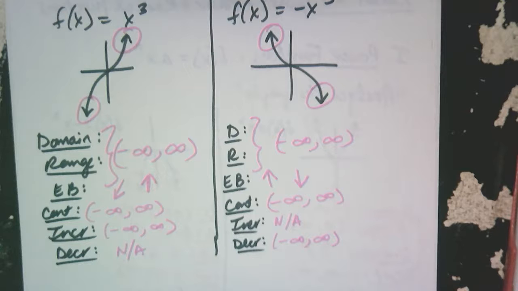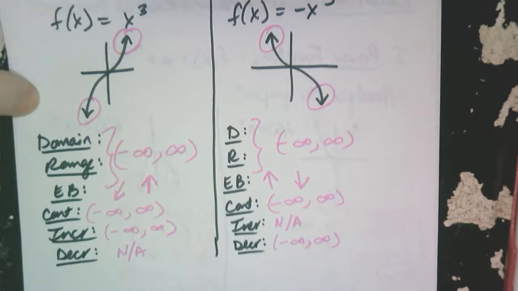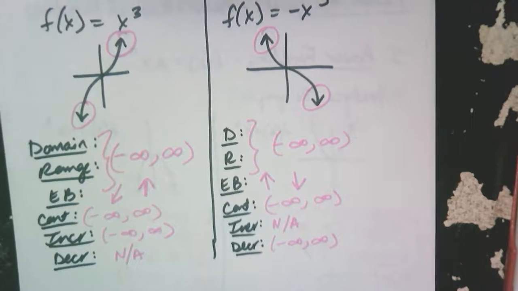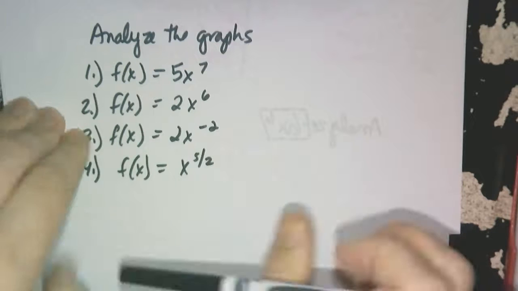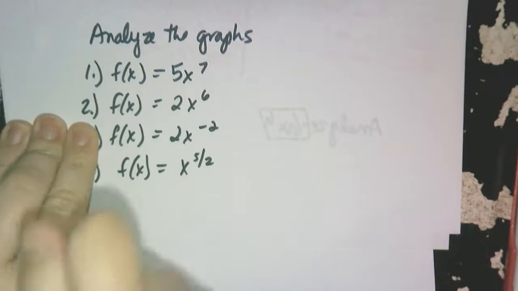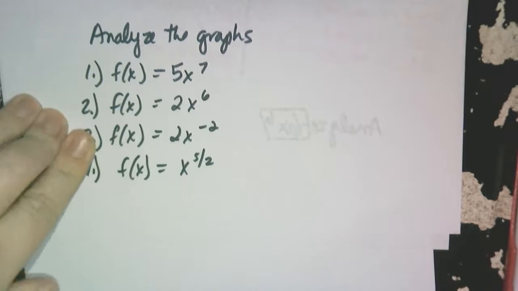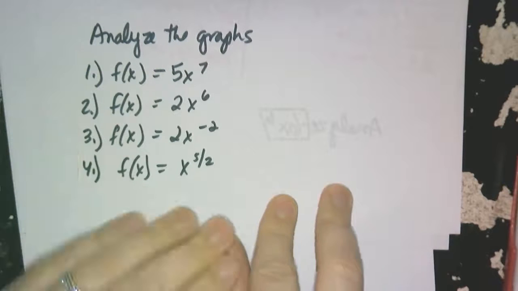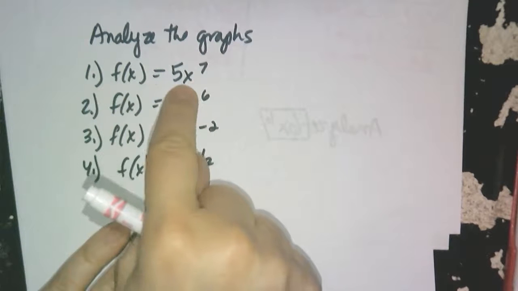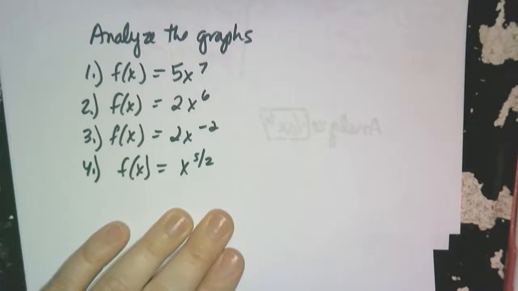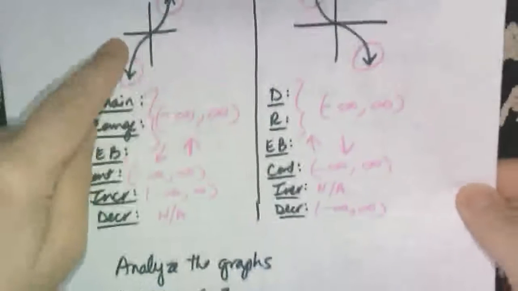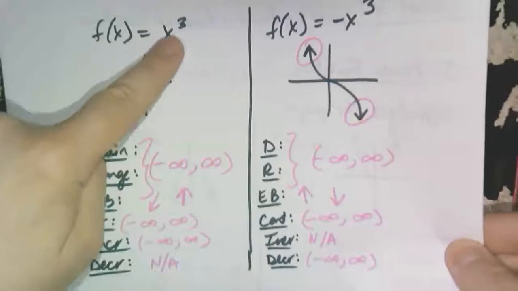So again, what does this mean for you? Well, let me give you 3 similar problems, and then this is how easy homework is going to be tonight. It'll say, analyze the graphs. Some of these are going to be a little different, and I'm going to show you which ones they're going to be. But we'll go through each one real quick. So what's number 1 going to match up with? 5x to the 7th. Which one is it going to look like? It's going to look just like this one, x cubed.